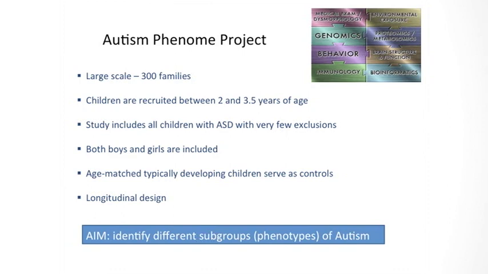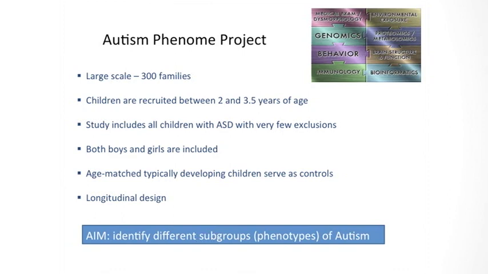So a little bit more about the Autism Phenome Project. The vision of this project was that it would be a very large-scale study. We currently have 300 to 350 families enrolled. Ideally, this would be a study of thousands of individuals, because when we're talking about different biological phenotypes of autism, we can be talking about small subgroups.